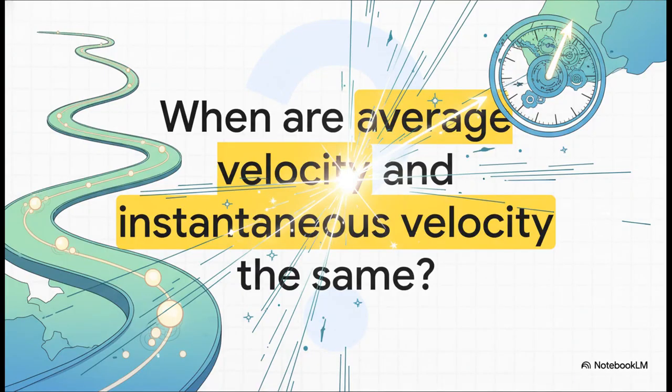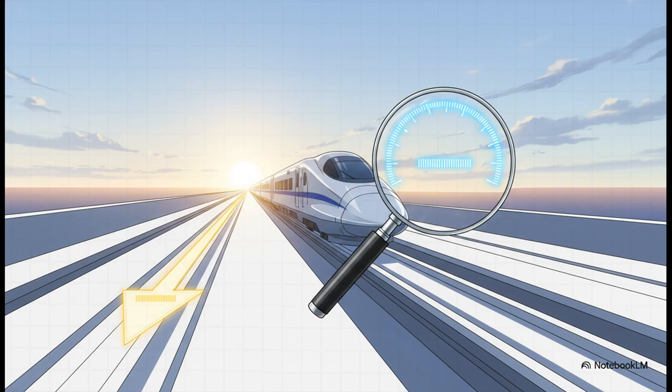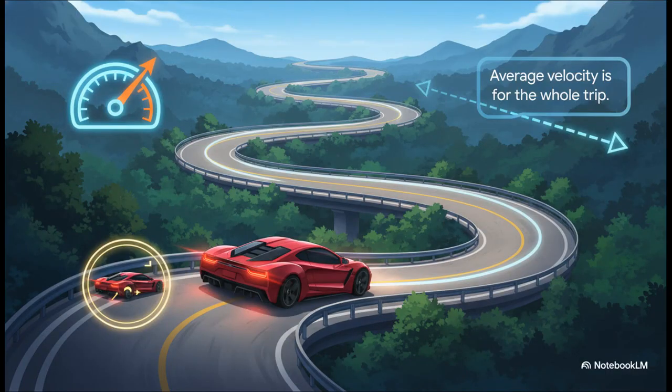So, here's a great question that really ties our two main ideas together. When does the big picture of your whole journey perfectly match the snapshot at any given moment? The answer? It's pretty simple, actually. They are only the same during perfect uniform motion. If an object's velocity never changes, if it's always moving at the exact same speed in the exact same direction, then of course its velocity at any given instant is going to be the same as its average velocity for the whole trip.